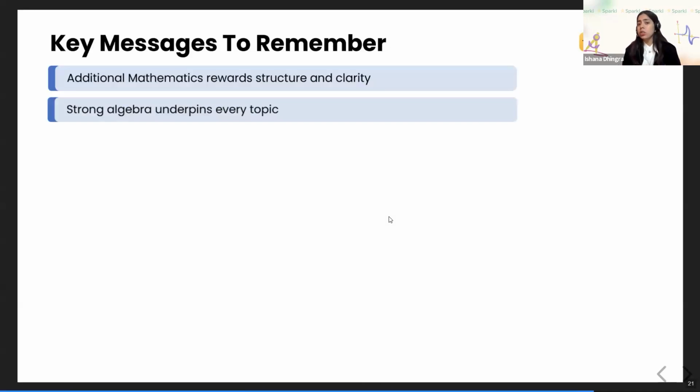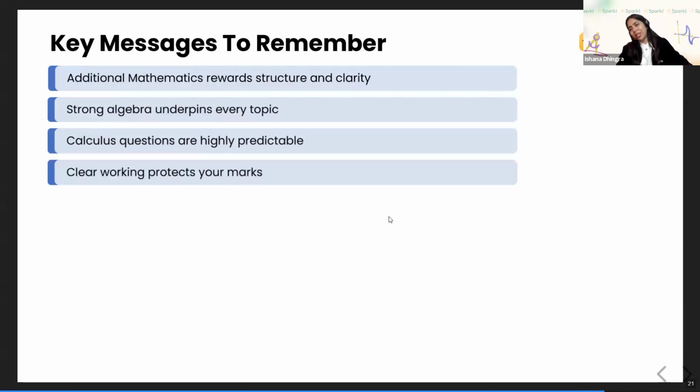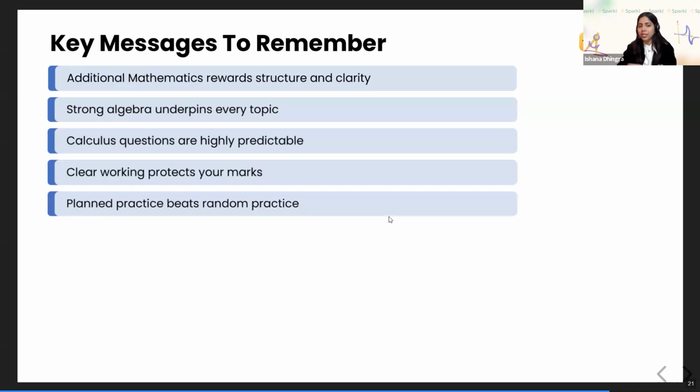So additional math rewards structure and clarity. Your answers should be well organized, well structured, with complete clarity and conclusion to get the marks. Strong algebra is, of course, something that is needed. Calculus questions are highly predictable. So make sure you're going through different past papers, noticing the patterns, seeing the similarity, and then practicing those types of questions accordingly. Okay? Clear working protects your marks. Even if your answers are not correct, if you have shown your clear working, you will get good marks. However, I would suggest you make sure that your answers are also correct.